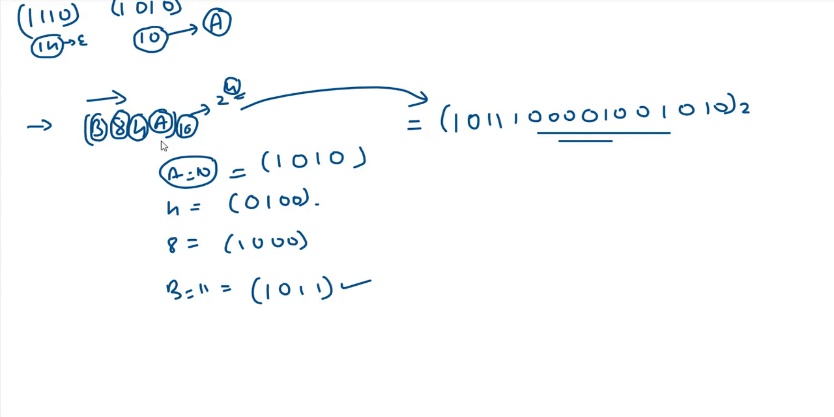So this is how you can easily convert a number which is in base 16 or base 8 or base 4 into its binary equivalent without having to first convert it into base 10 and then converting it into base 2, which will help you in saving a lot of time.